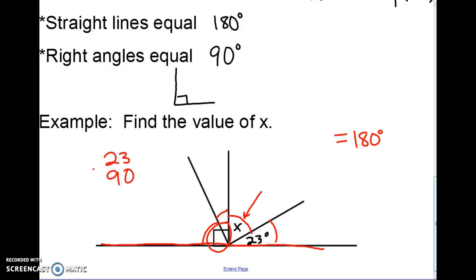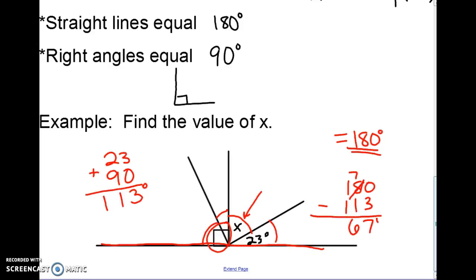So we want to figure out how much total I have so far. So we're going to add those together, and I get 113 degrees. When you're trying to figure out how much more we need to get in order to equal 180 degrees, we're going to take 180 minus 113. When I do that, I should get 67 degrees. So my missing angle, x, is 67 degrees.